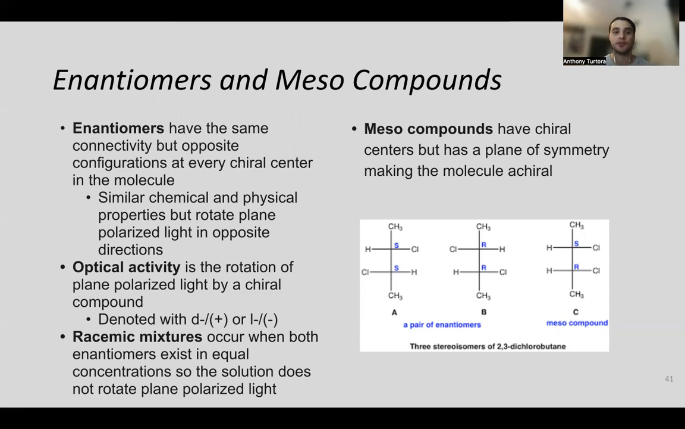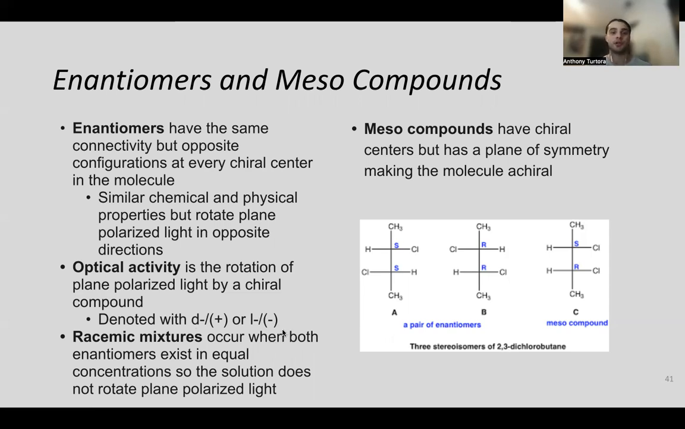Optical activity is also something that is necessary for enantiomers. Optical activity is the rotation of plane polarized light by our chiral compound. This is denoted with a D, which is dextrorotatory, or a positive sign, or L. These occur before the molecule. So here you would put D or a plus before 2,3-dichlorobutane. And then L is levorotatory, or it could be a minus sign here.